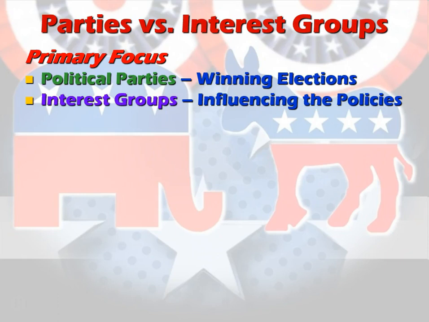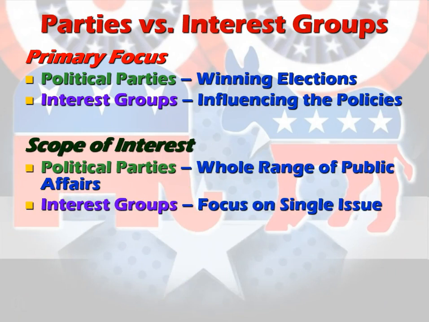So if we want to compare and contrast, the focus of a political party is to actually get their candidate elected. An interest group just wants to influence those elections, but they're not actually trying to get their members elected. They're trying to get people who support their ideas elected.